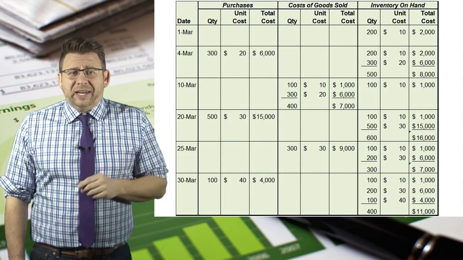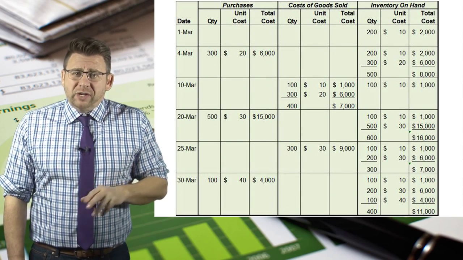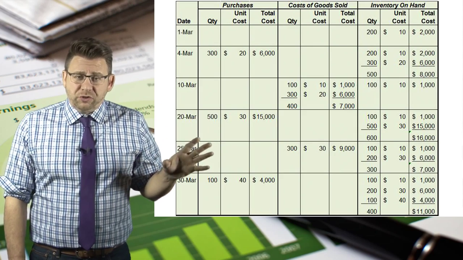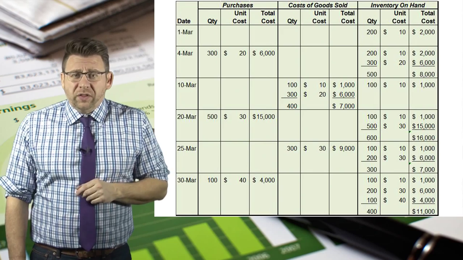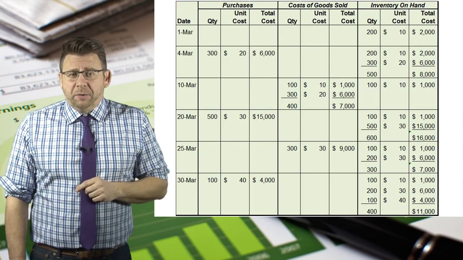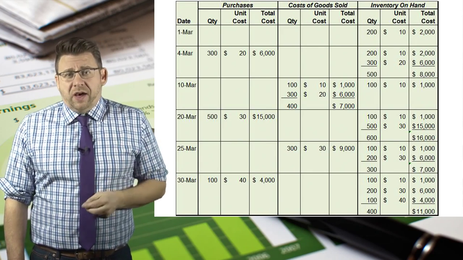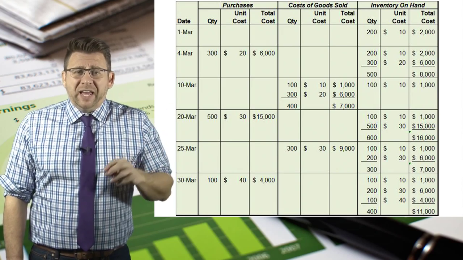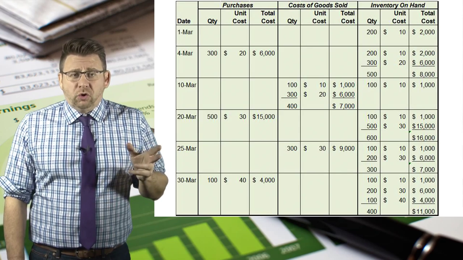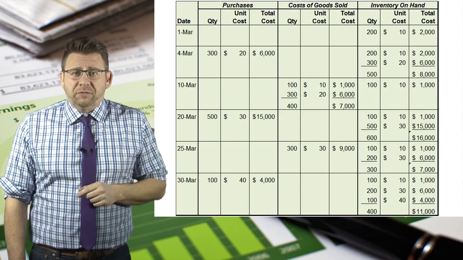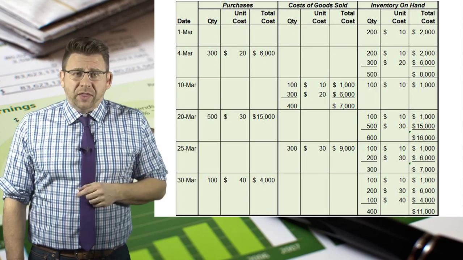Finally, if we were completing a perpetual inventory record, you can see the purchases were entered on the purchase column, the units sold are recorded, and notice they total the cost of goods sold already computed. March 10th, $7,000, and March 25th, $9,000. Finally, ending inventory is the running total that results in 400 units of inventory with a cost of $11,000.